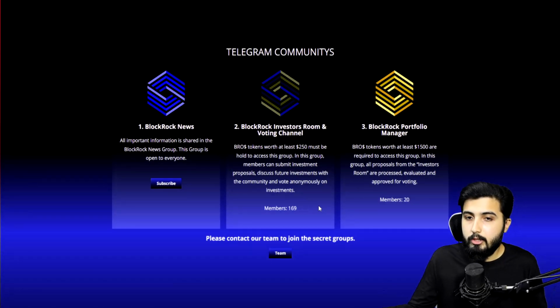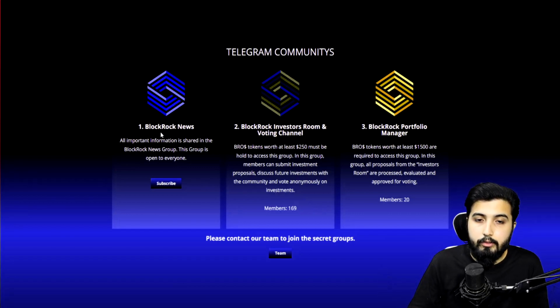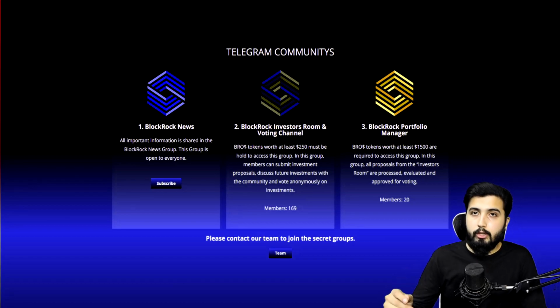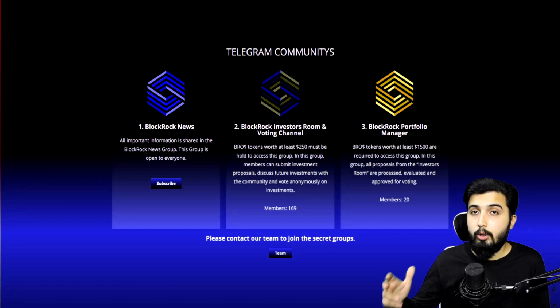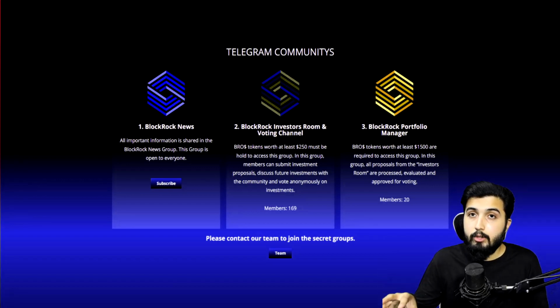So there are different groups, different Telegram communities based on the amount that you're holding. So we have this BlockRock news, which is for everyone. This is kind of like a public group in a sense, which is open to everyone, so you can subscribe to this right now. Then you have BlockRock investors room and voting channel. So this is where the holders come in. So anyone who is holding $250 worth of tokens can get into this. This is the investors room. This is where they discuss with each other, they make suggestions and so forth.